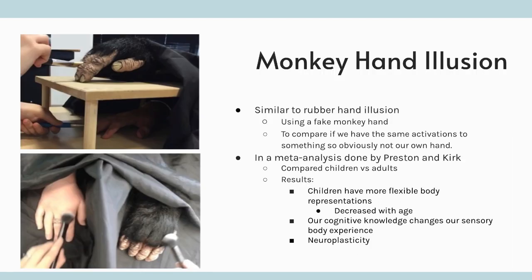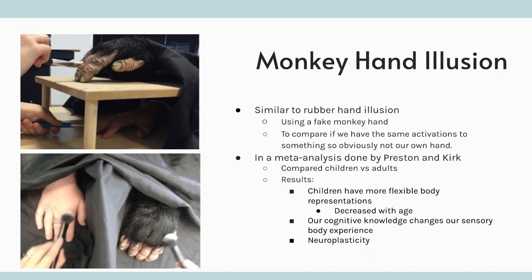The second illusion I will be talking about is the monkey hand illusion. It is similar to the rubber hand illusion, but instead of using a rubber hand, it uses a fake monkey hand. This is to compare if we have the same activations to something so obviously not our own hand, as you can see in the picture on the left.